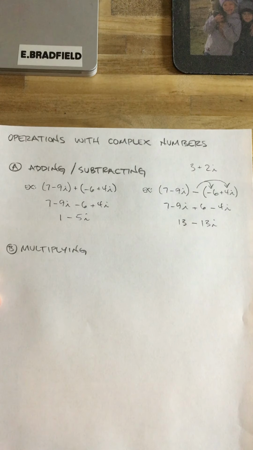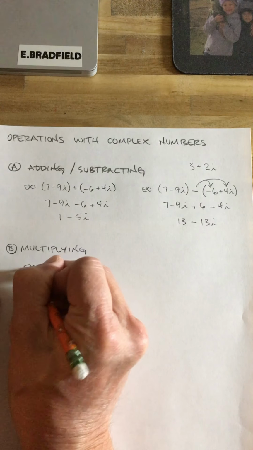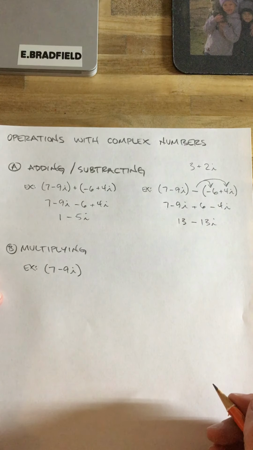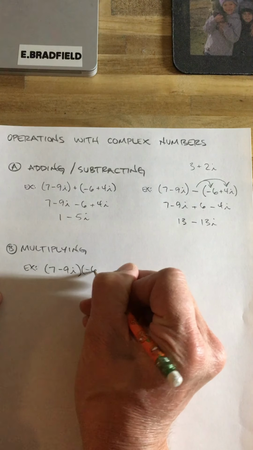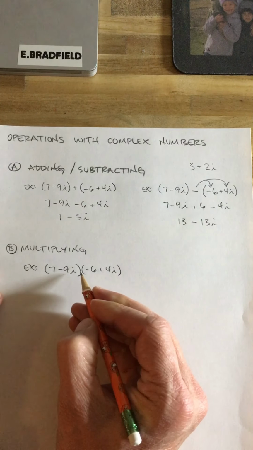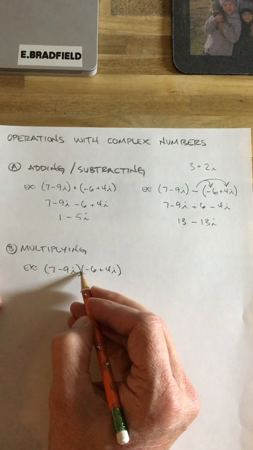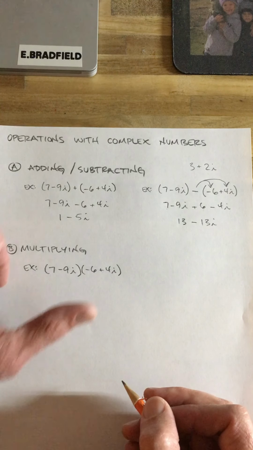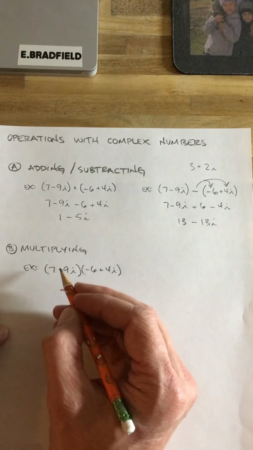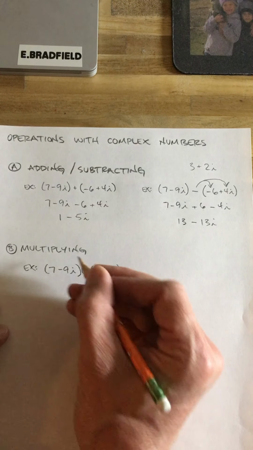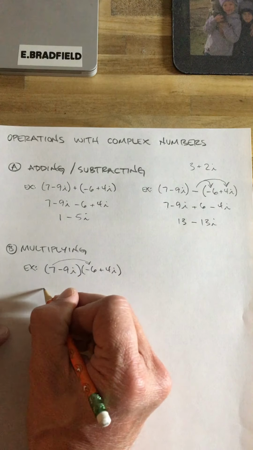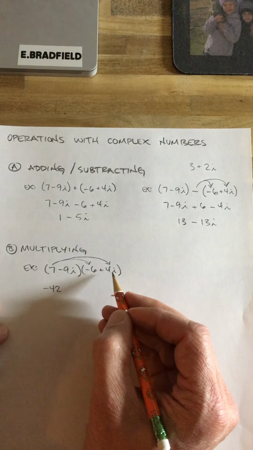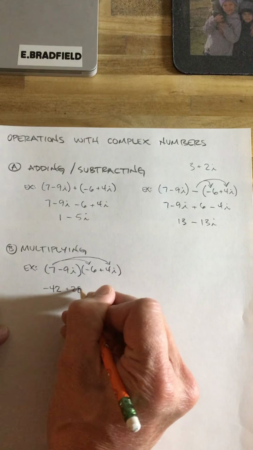All right, let's do the same complex numbers. Let's do 7 minus 9i, multiplied by the same thing, negative 6 plus 4i. So this time, if you notice the operation between them, it's not plus, it's not subtraction. It is multiplying. So this time you're going to have to remember how to distribute everything. So we have a 7 times a negative 6, that's negative 42. Then it's 7 times 4i, so that's positive 28i.